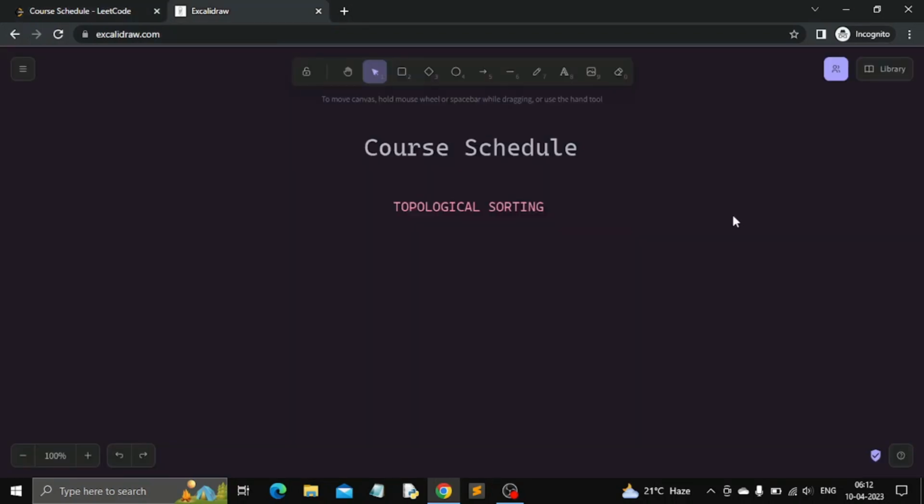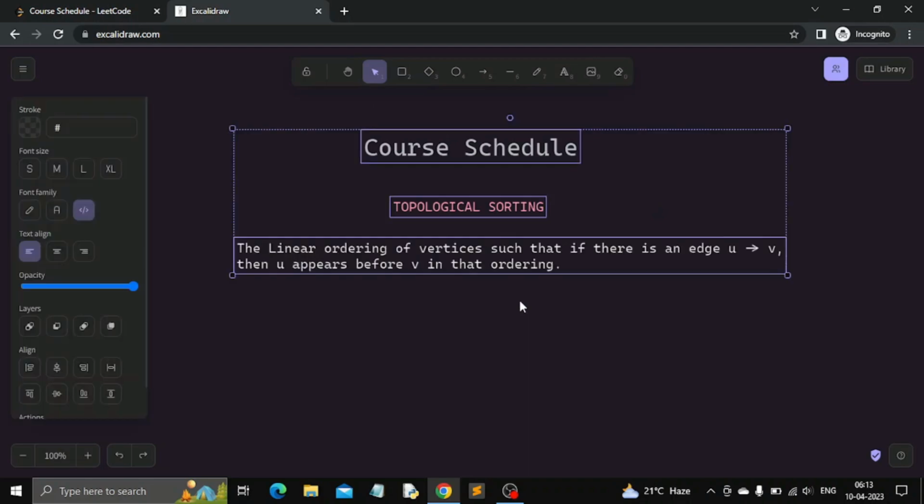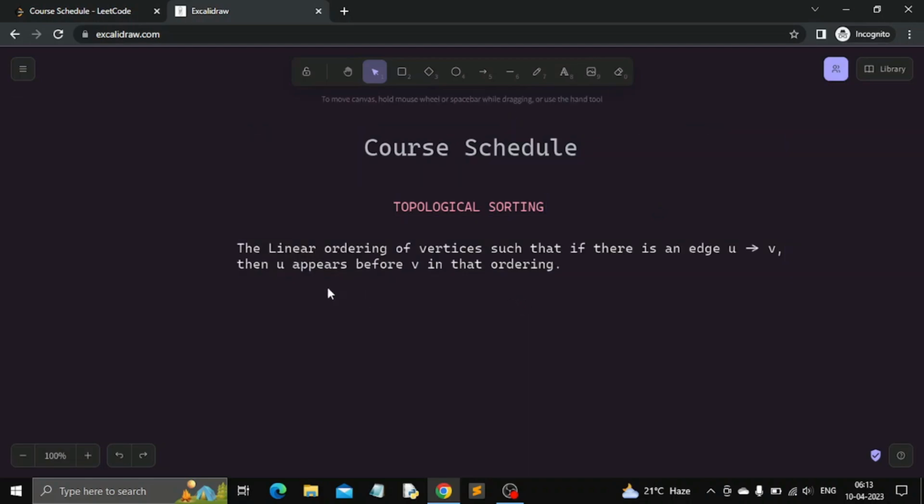Alright, so this problem is basically based on an interesting concept of topological sorting. So what is topological sorting? Let us first understand it. Topological sorting basically means the linear ordering of vertices such that if there is an edge from node u directed towards node v, then u appears before v in that ordering.